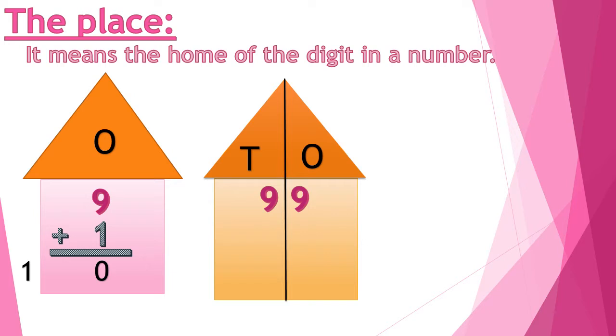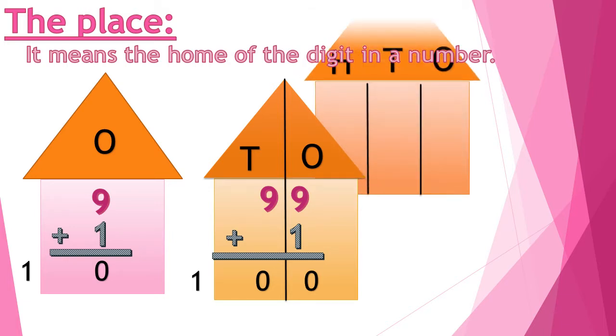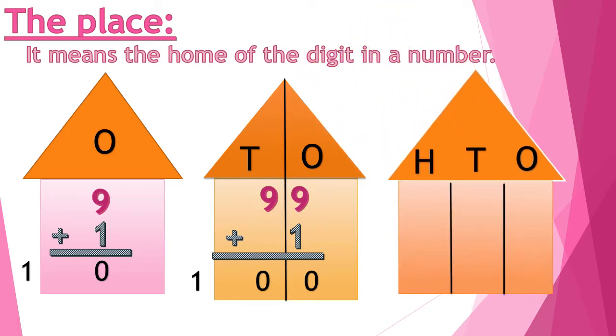If we added 1, it became 100. Oh, our home became very small. It's 3 digits, so we need another home. This home will have 3 rooms. We can call them 3 places: ones, tens, hundreds. The greatest number I can put inside it is 999.